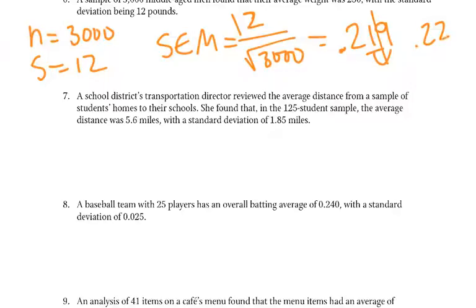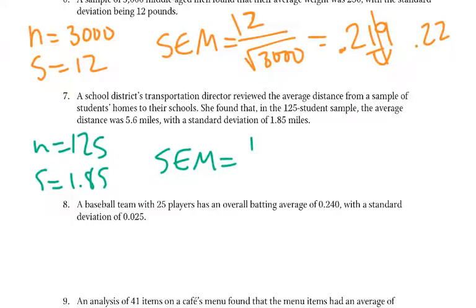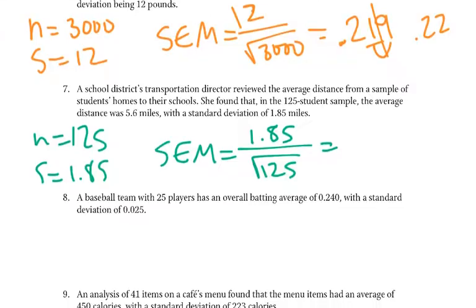Okay, a school district's transportation director reviewed the average distance from a sample of students' homes to their schools. She found that in the 125 student sample, there's our n, the average distance was 5.6 miles with a standard deviation of 1.85. So for our SEM, we go 1.85 divided by the square root of 125. Type that into your calculator and we get 0.1654. So we round that to the nearest hundredth. It's a 5, so that bumps it up to 1.7.